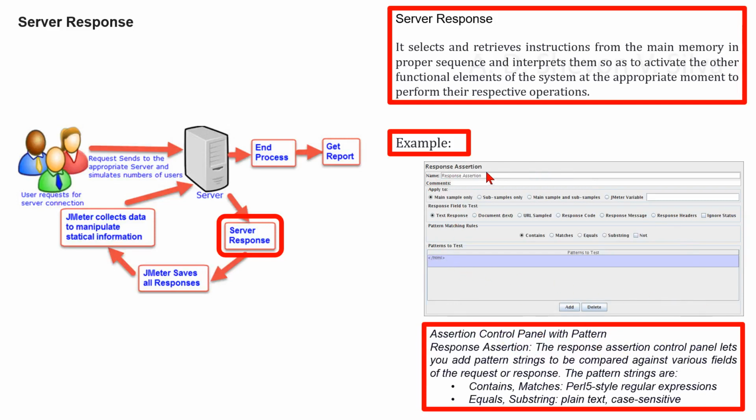The response assertion control panel lets you add pattern strings to be compared against various fields of the request or response. Pattern strings are contains and matches. These are Perl style regular expressions. Equals and substring are plain text and case sensitive.